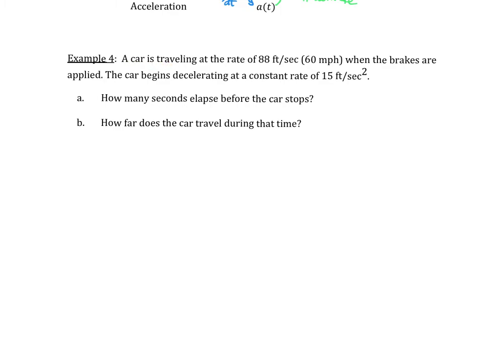A car is traveling at a rate of 88 feet per second. So right away, when I see this, I can recognize that this is a velocity. How do I see that that's a velocity? The first thing is that they mention it's a rate. And then the second thing is that the units are a unit of length over a unit of time.